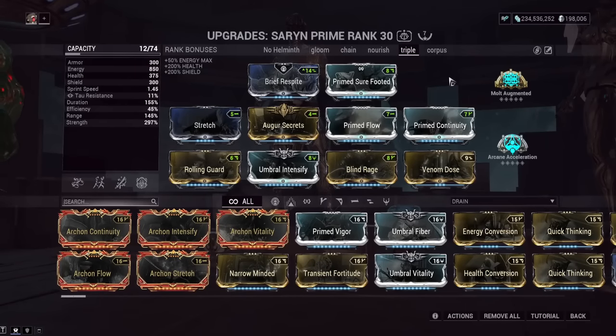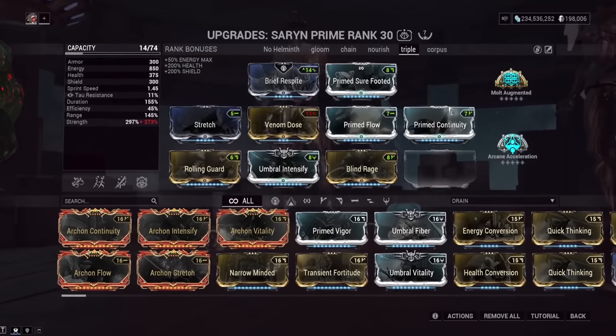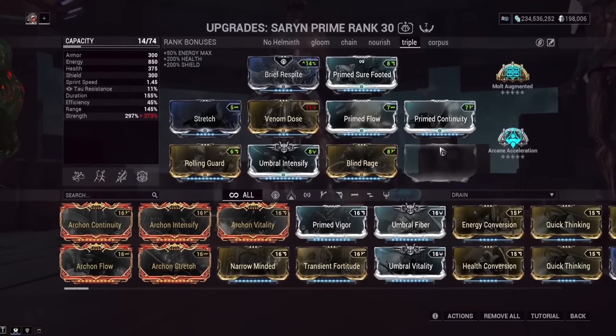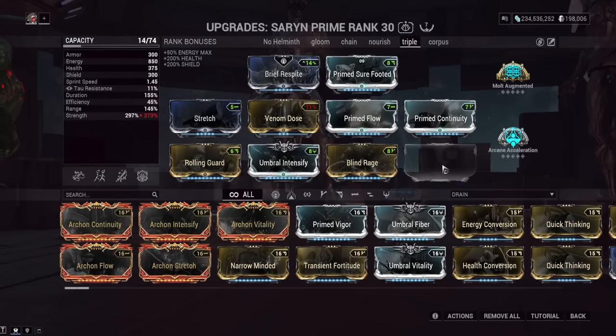So what I'd end up doing, on my Saren build, I'd end up losing Augur Secrets. I'd lose 24% strength. And the mod is what, 13 mod drain? 13 mod drain, it would go right here. And I could do the exact same thing on the Saren build that I'm doing right now, but I'm losing one mod slot. Now, that's Saren. That is Saren, a frame that has overwhelming power.